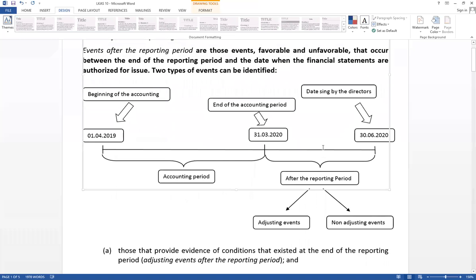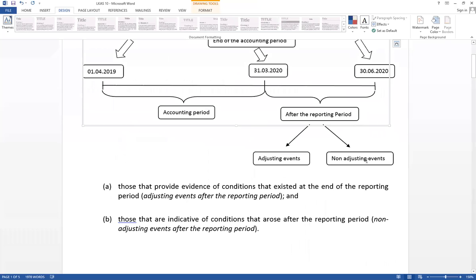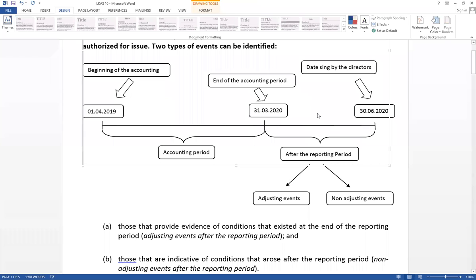Therefore, those events can be divided into two parts: adjusting events as well as non-adjusting events. What are the adjusting events? Let's see what to adjust. Those that provide evidence of the condition as at the reporting period. That's the definition. That means if something has happened that could be assumed to relate to 31st March, think about debtors available at 31st March 20 who became bankrupt. Should be adjusted.